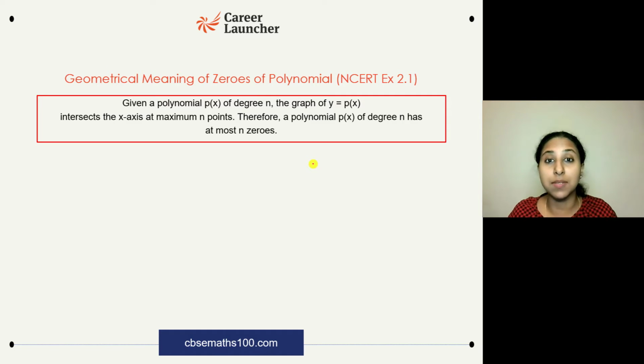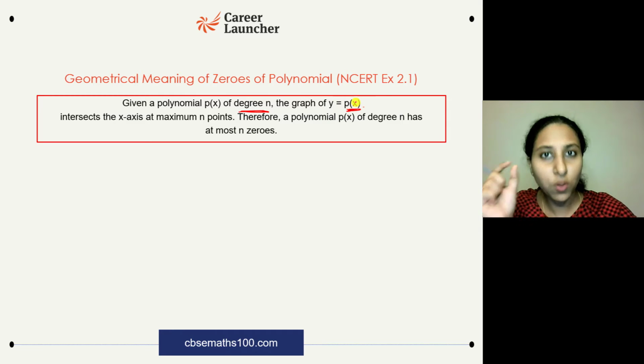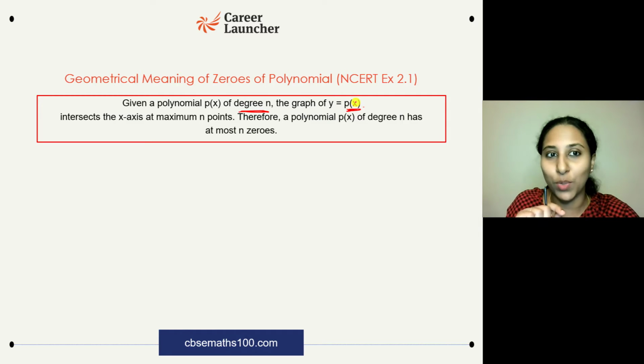Every single point over here is important. You are taking a polynomial of degree n and you're telling the graph is y equals p of x. So I'm representing the values as the y coordinate over here.